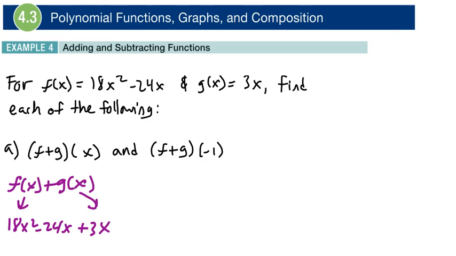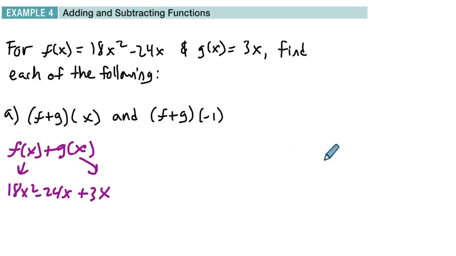Now, if I combine like terms, well, actually, what can I combine, right? Well, I can combine negative 24x and 3x because those have the same base and the same exponent. So I'm going to drop down my 18x squared. And I'm going to do a negative 24 plus 3 is a negative 21x. Okay, and that's it. We cannot combine these together because they don't have the same base and the same exponent. This has a 2, and this right here would have a ghostly 1.